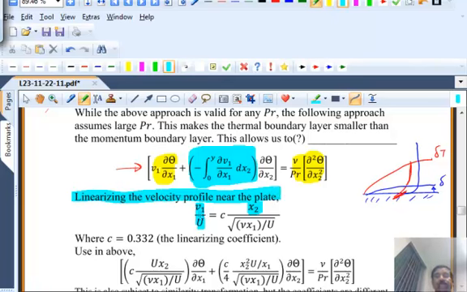And that says V1 is only a linear function of x2, and we are linearizing only in the x2 direction. Still, it is a function of x1, and it is an inverse quadratic function of x1. Okay, so only in the x2 direction we are linearizing. The linearizing coefficient turns out to be 0.332. You have to evaluate that from the Blasius solution.